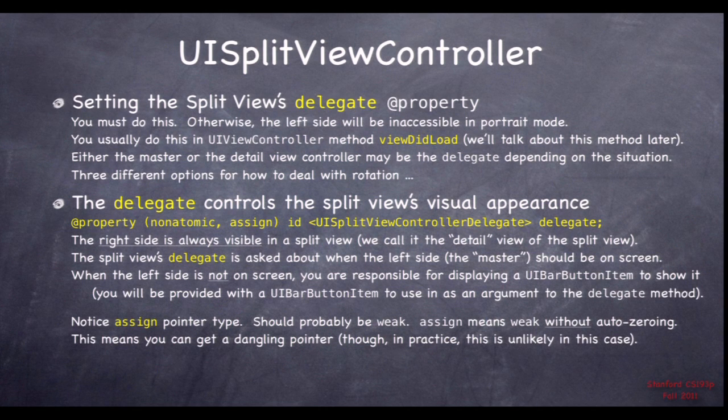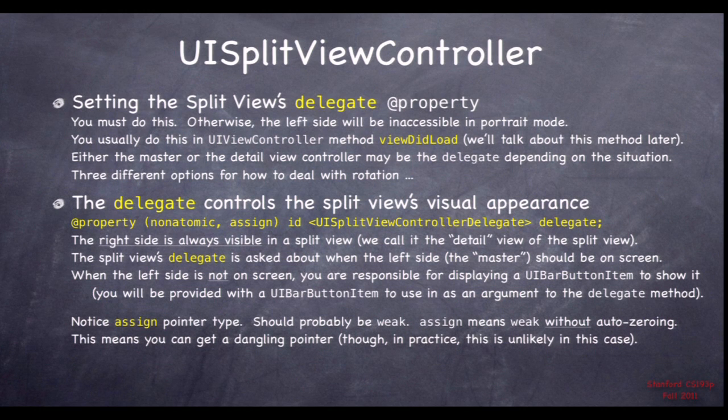So the delegate property is very similar to the data source you had on your face view, right? It's a nonatomic assign. Now, assign is like weak, only worse, because it doesn't do the zeroing business. I was looking in the documentation in iOS 5, and it still seems like these delegates are assign, not weak, which is a little bit unfortunate.